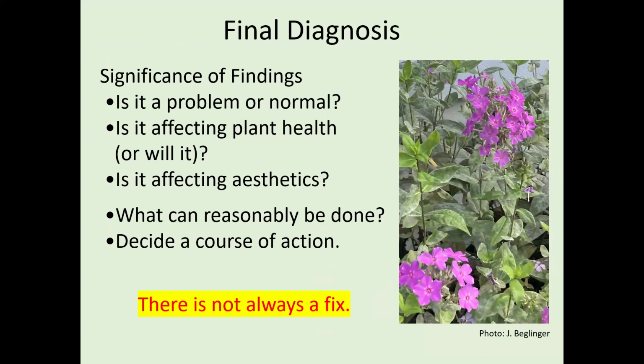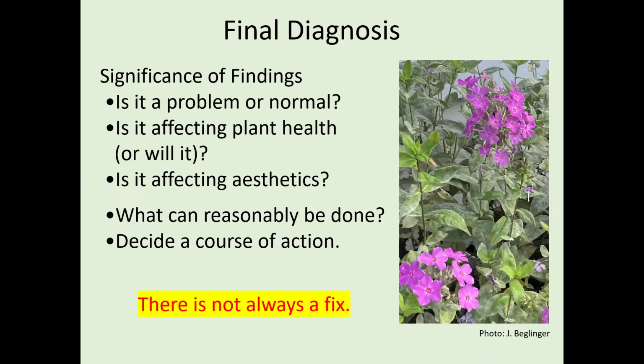So now that you've reached your final diagnosis, we want to talk about, is it going to be a problem, or did it turn out that it was a normal plant? Is it going to affect the plant health? Is it affecting the plant health now, or will it in the future? Is it affecting aesthetics of the garden? Do you just not like the way it looks now because it's lopsided or whatever?